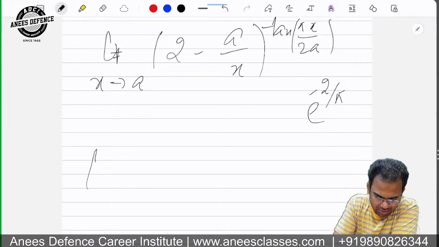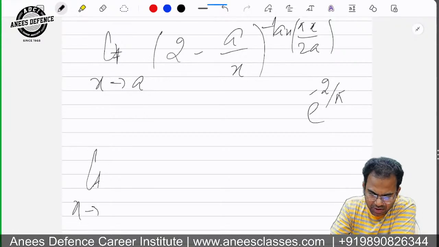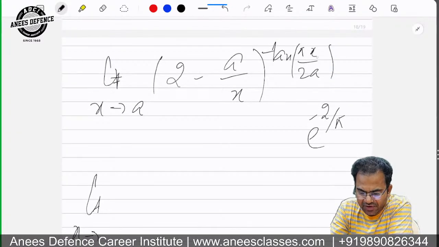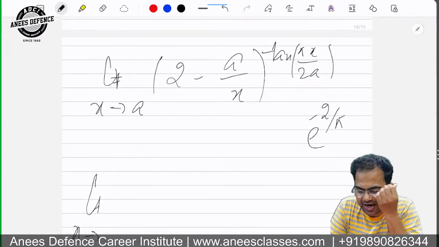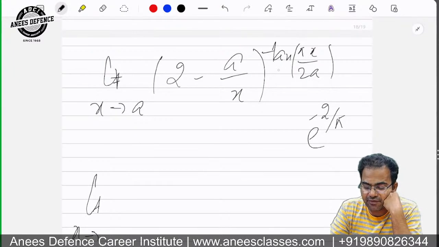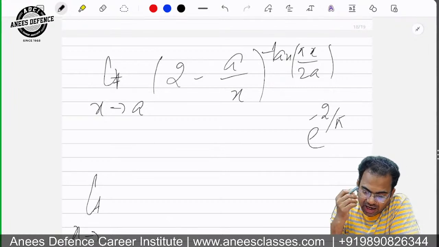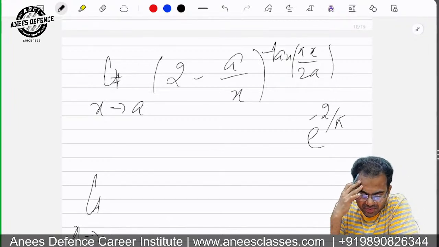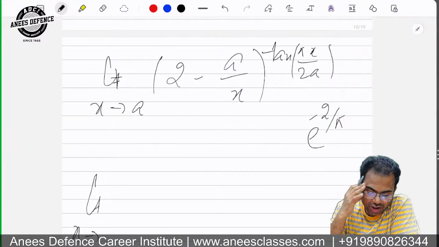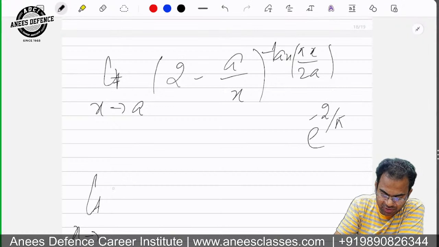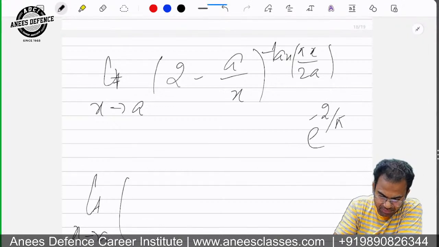So if I put a in place of x, it will be pi by 2. That is, g of x is tan of pi x upon 2a. It will be infinity, okay? And in the base, if you put a, you will get 1. So 1 to the infinity. You have to solve by methods.